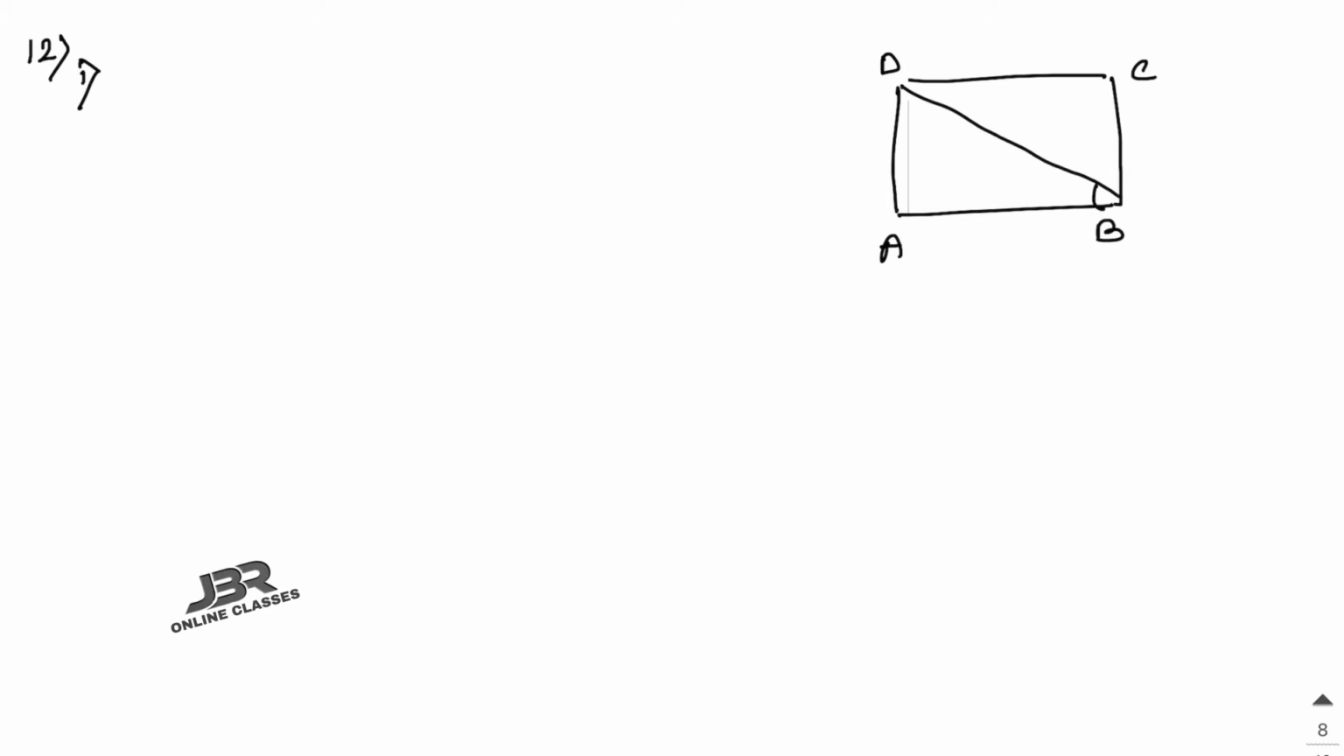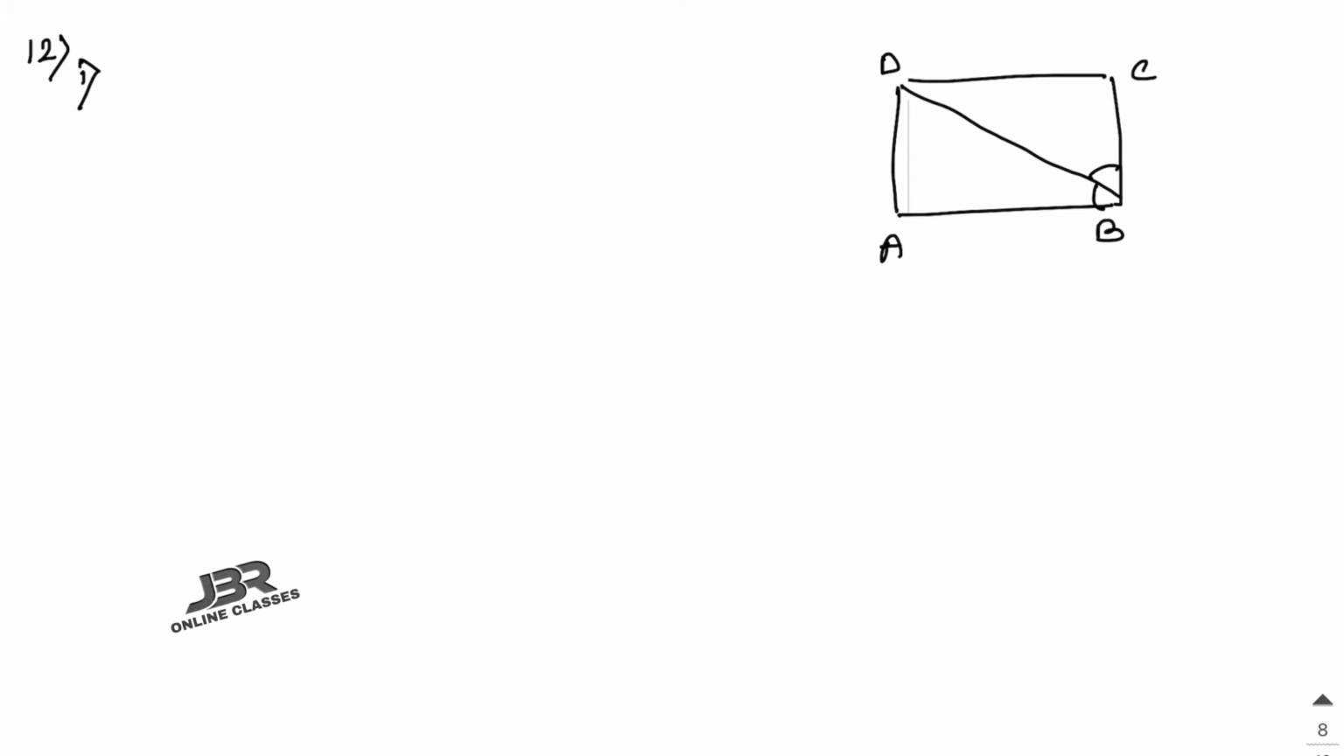Now next, sum number 12.1. If ABCD is a rectangle in which the diagonal BD bisects angle B. Clear? Then show that ABCD is a square. So here ABCD is a rectangle. Now the diagonal bisects the angle B, that means this angle is equal to this one. You have to show that ABCD is a square.